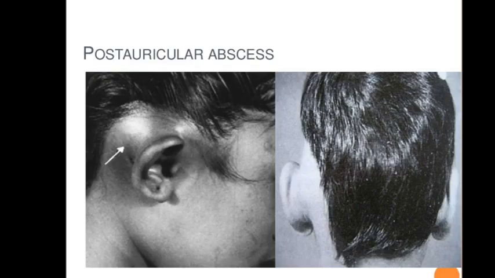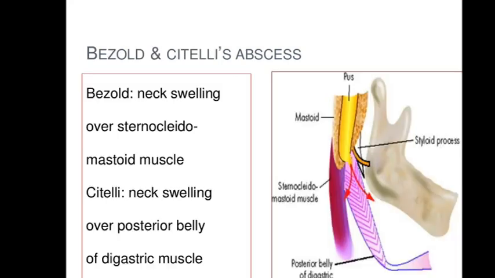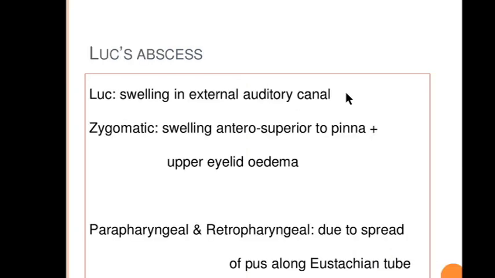Post-auricular abscess. This is how a post-auricular abscess will look. Now, Bezold's and Citelli's. Citelli is a neck swelling over the posterior belly of digastric. That is what I was saying, and it will come out posteriorly. Now, Luc's abscess, retropharyngeal, parapharyngeal: you have to remember the terms, the direction, the route of spread, and you have to remember one diagram.